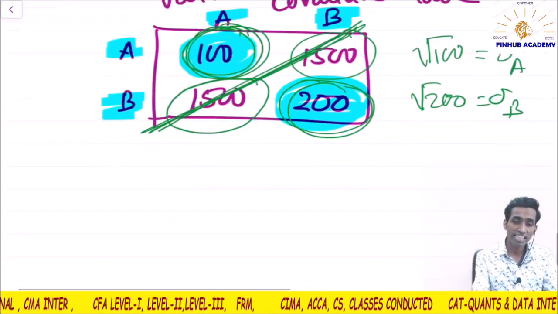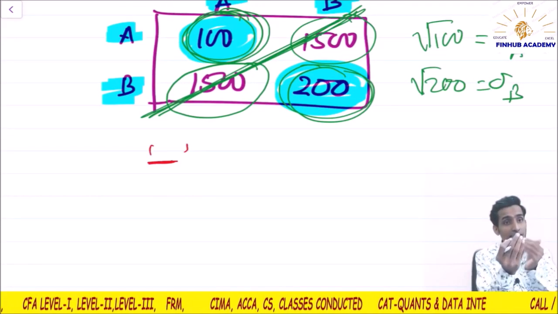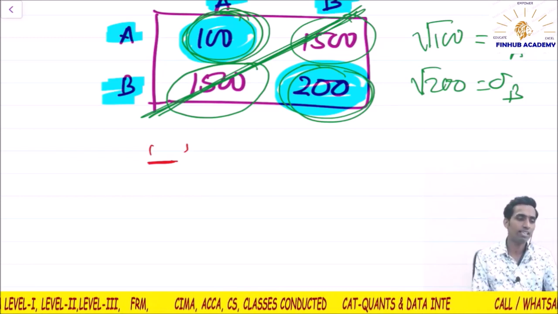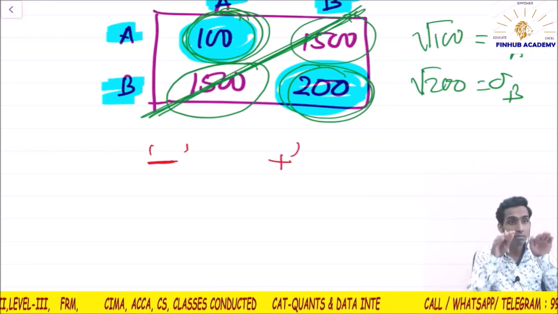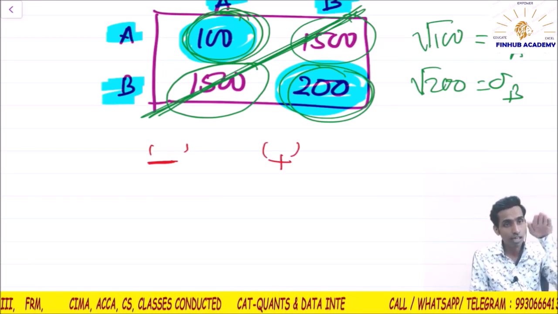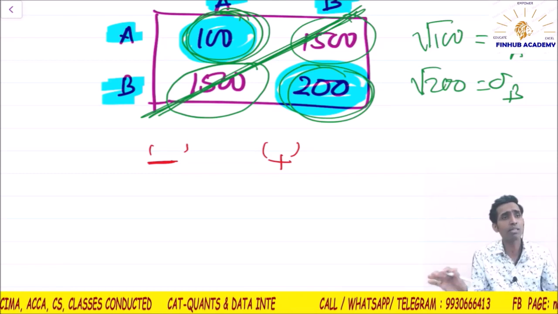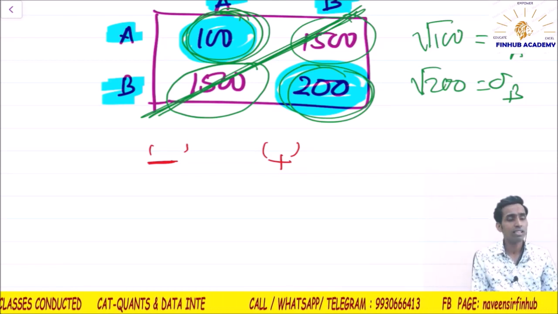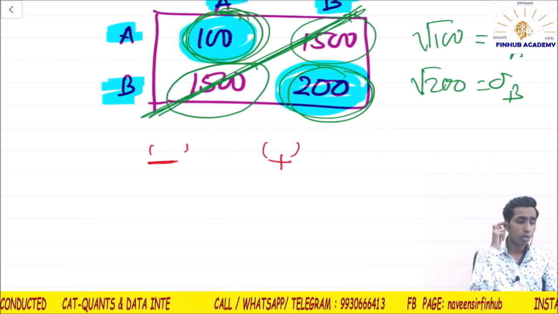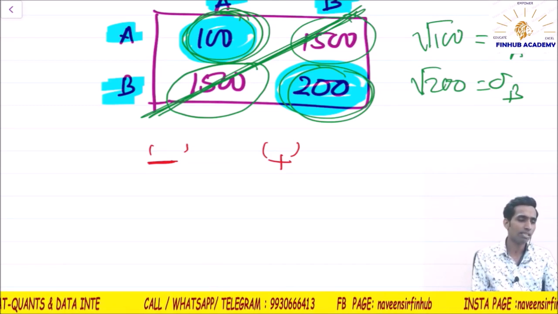When the covariance is negative, what does it mean? The behavior is opposite between X and Y. If the covariance is positive, it means their movement is in the same direction. If one goes up, the other also goes up. That's it. No other interpretation. Is that clear? Understood? Covariance tells us the direction, the behavior between the two variables.